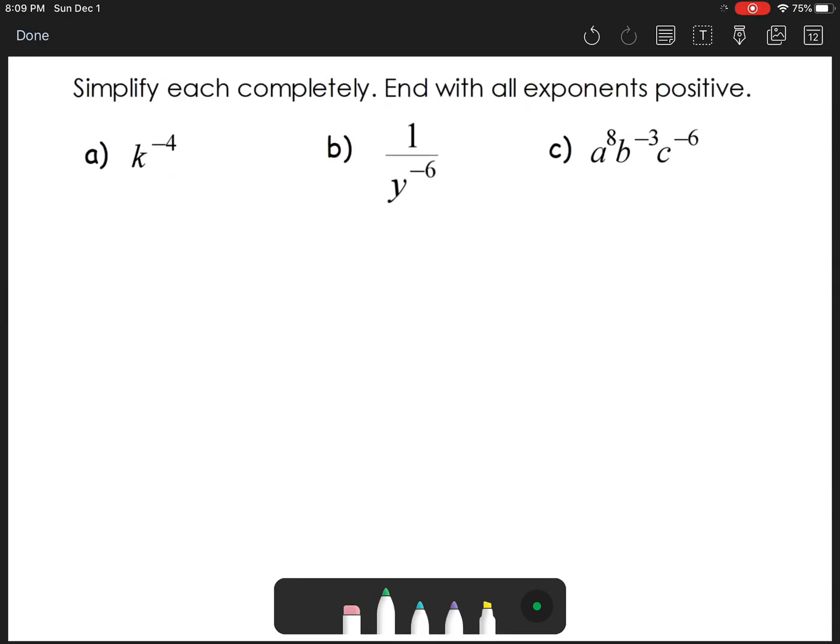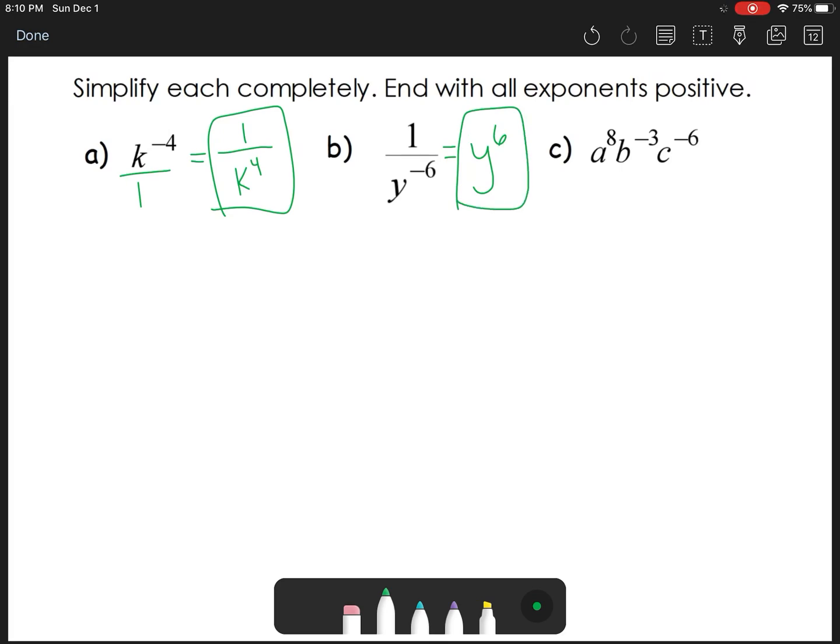We want to simplify all of these completely. So A, we have k to the negative 4th. Well, we just talked about how we would put that in a fraction. So technically k is in the numerator right now. We could write this as k to the negative 4th over 1. So to make it positive, we would put this as 1 over k to the 4th. Notice how the base stayed the same, the exponent stayed the same. It's just we put it in our denominator and we got rid of that negative. 1 over y to the negative 6th, well, that's in our denominator, so we would put it in our numerator, and that would be our answer.